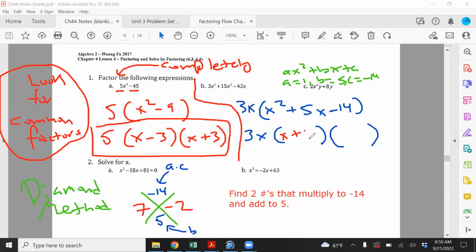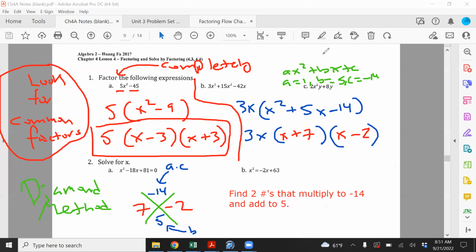Don't you flip them though? That's when you're solving. We're not solving right now. We will. The reason why you would flip them is because you're setting each factor equal to zero and solving for x, meaning that you're doing the opposite sign, right? But for now we're just factoring, we're not solving. And there you go. That's all you do.